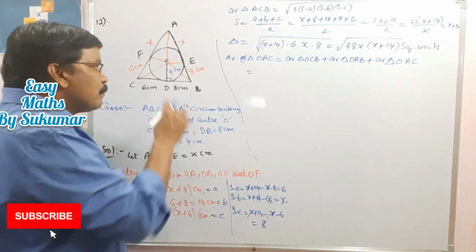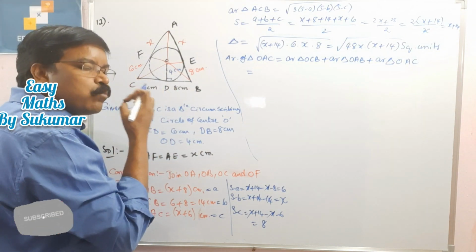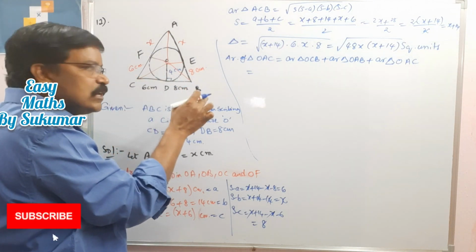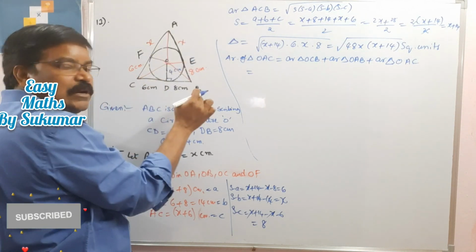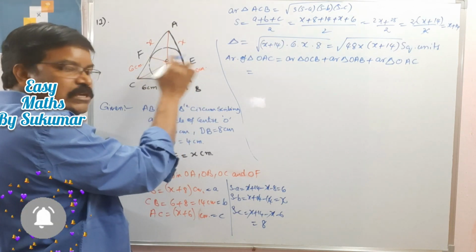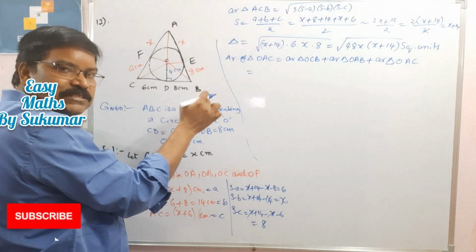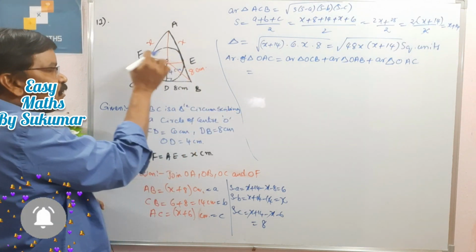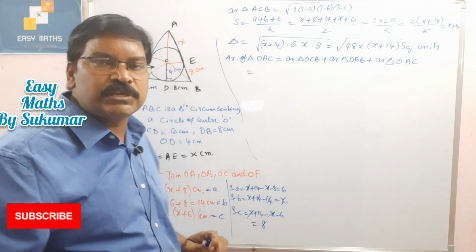This is the radius. According to theorem 10.1, the radius and the tangent, the CB tangent, are perpendicular. Similarly, this OE is perpendicular to AB. Why? This OE is the radius and the AB is the tangent. They are perpendicular to each other at the point of contact. Similarly, this OF and AC are perpendicular to each other.